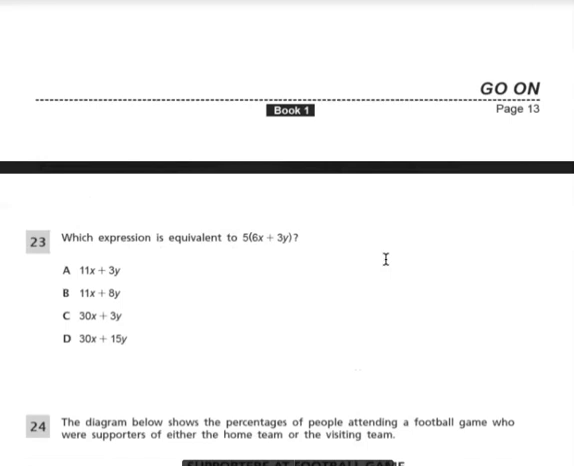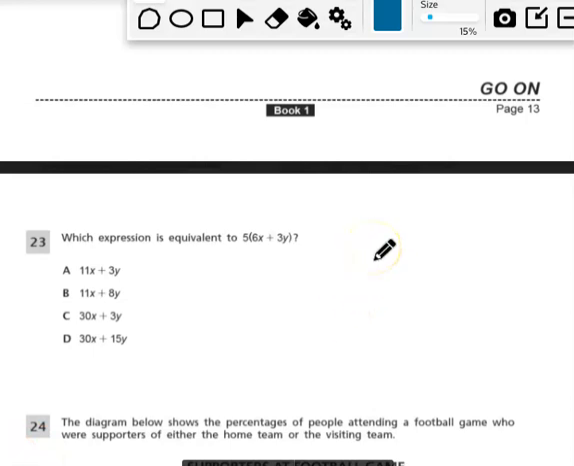All right, the easy one. Which expression is equivalent to 5 times 6x plus 3y? Easy question. Let's go. Sammy, go ahead. You have to multiply 5 by 6x, and that will be 30x. And then multiply 5 by 3y. It's gonna be 15y. So your answer is gonna be D.